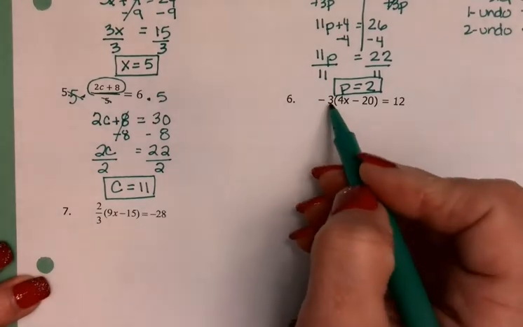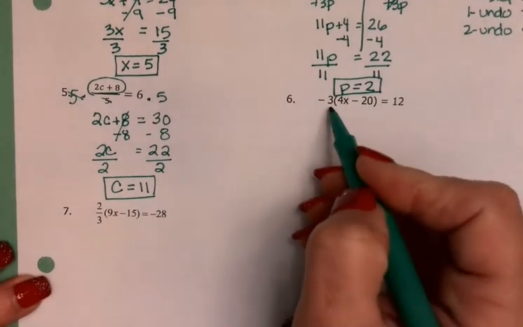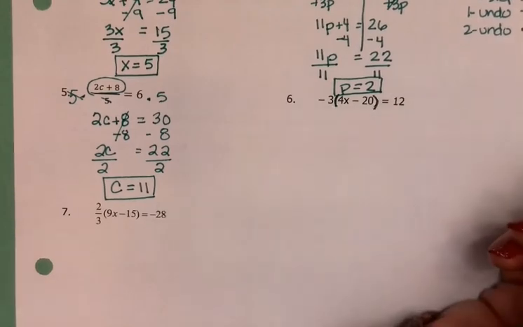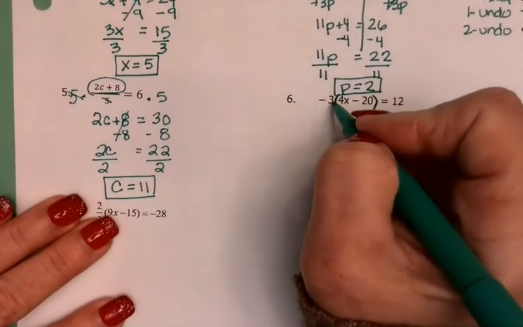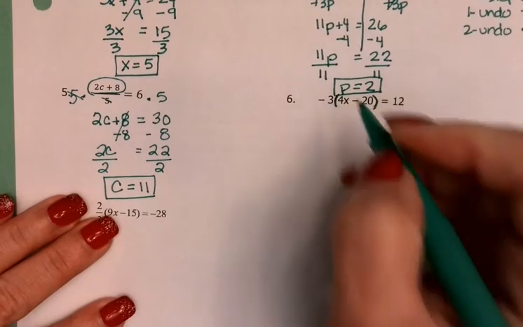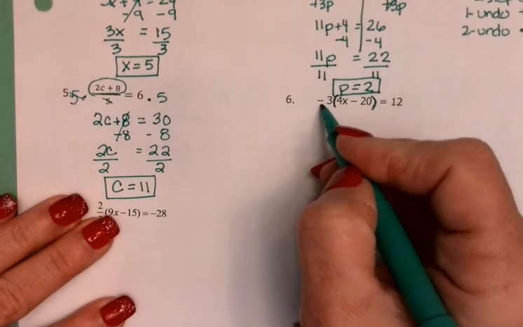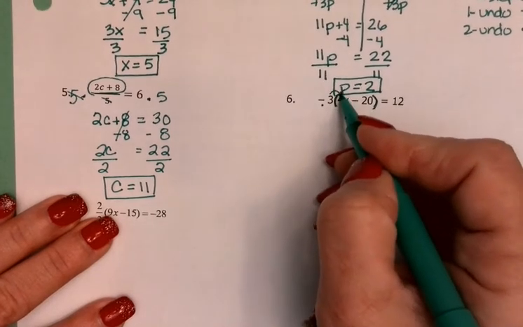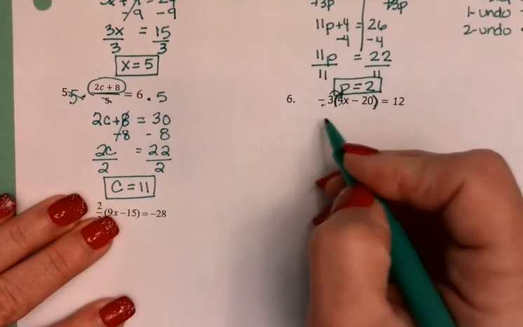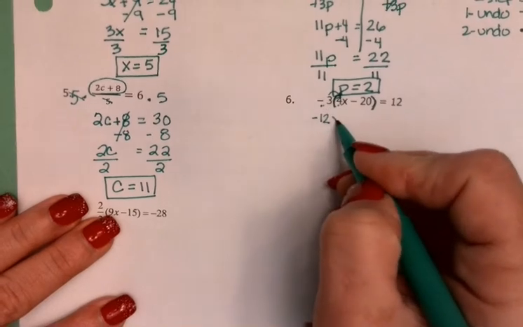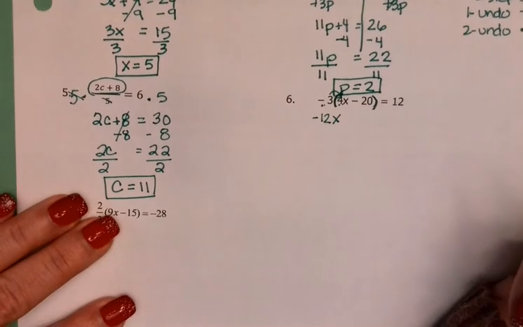Number 6 is an example of the distributive property. Here's a number and a set of parentheses. If you see a set of parentheses, you know that you need to take the -3 or whatever number is outside and multiply it by each term that's inside. So we're going to say -3 times 4x. So -3 times 4 is a -12. So -3 times 4x would be a -12x.